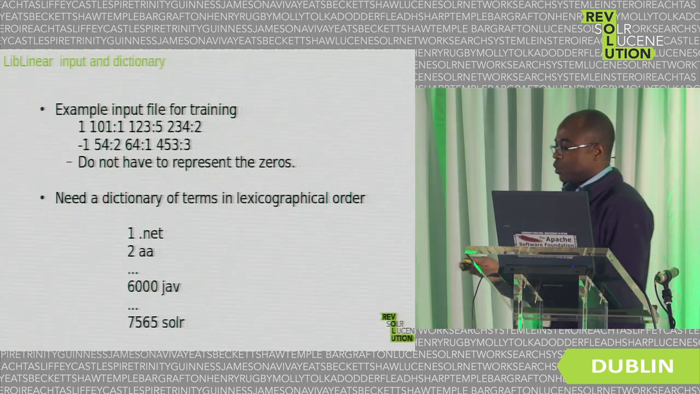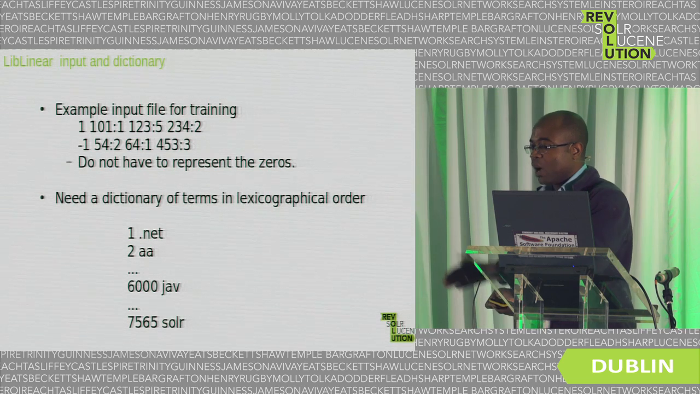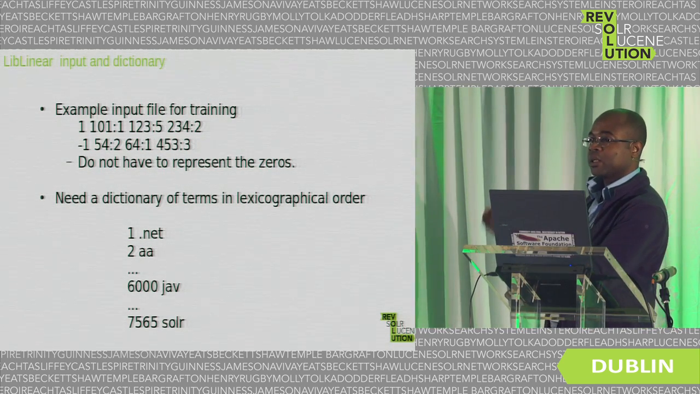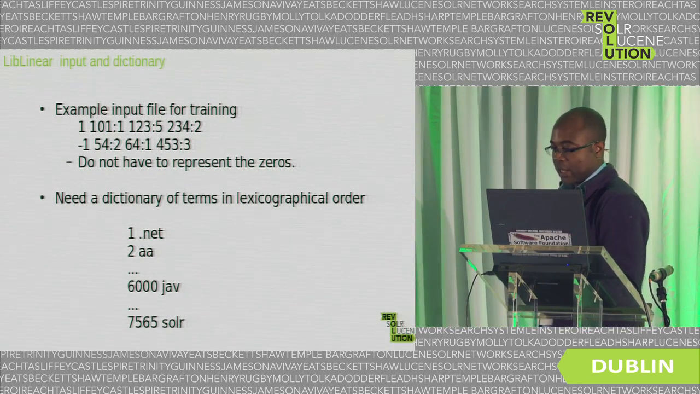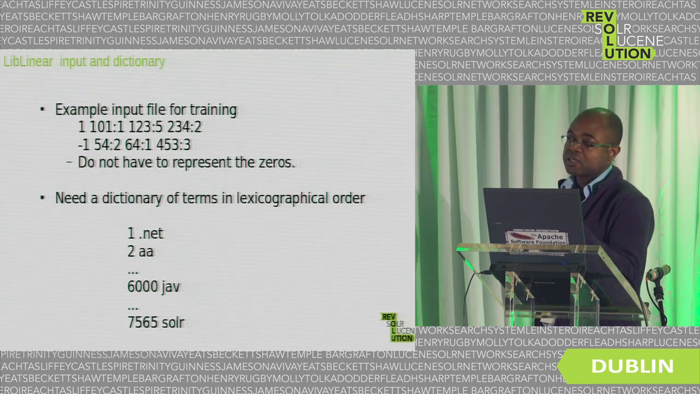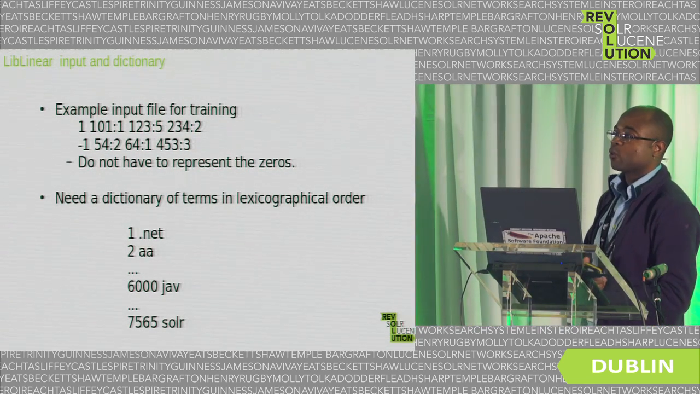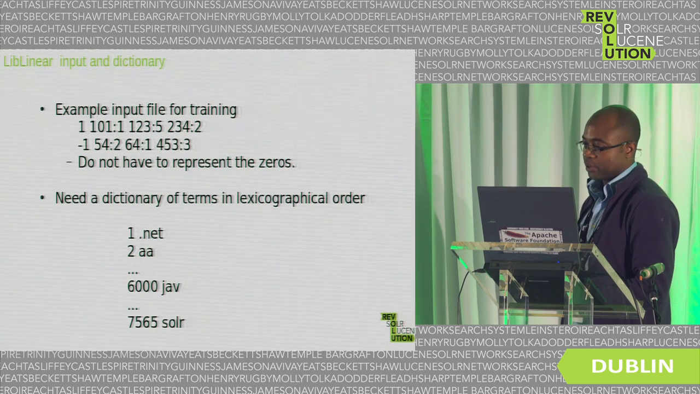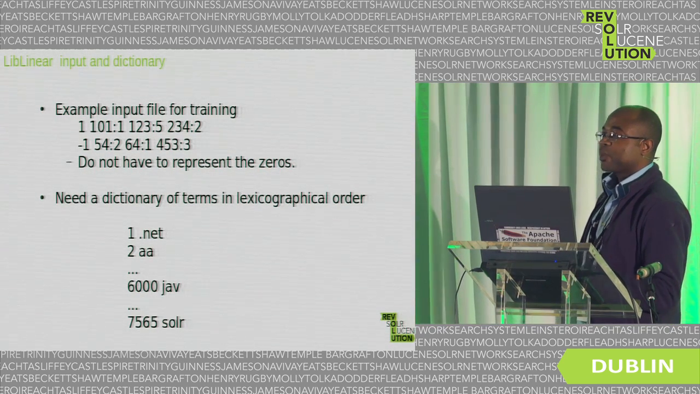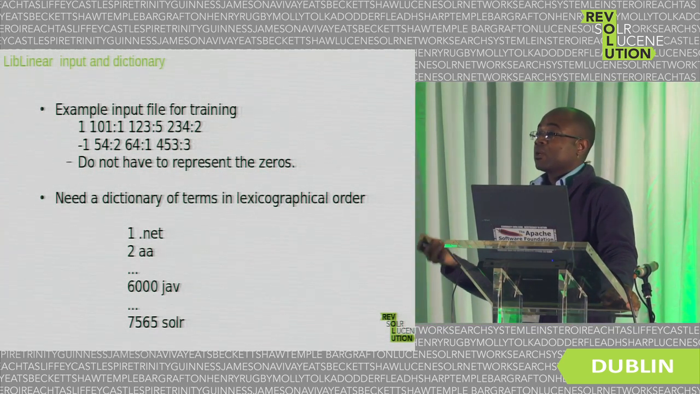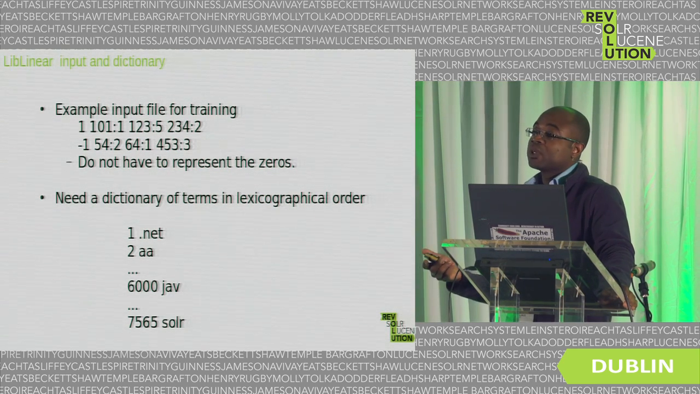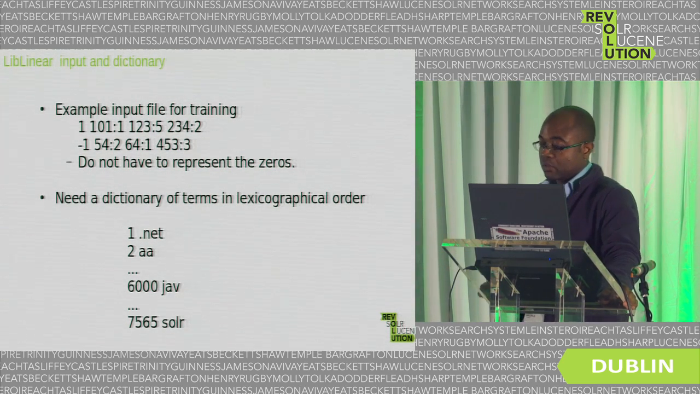So an example input file is the following. You have 101 as index with the value 1, and the following. You have another line, that's the negative example you provide to the training algorithm. And you don't have to represent the zeros, because if you don't represent something that does not matter, you save space.